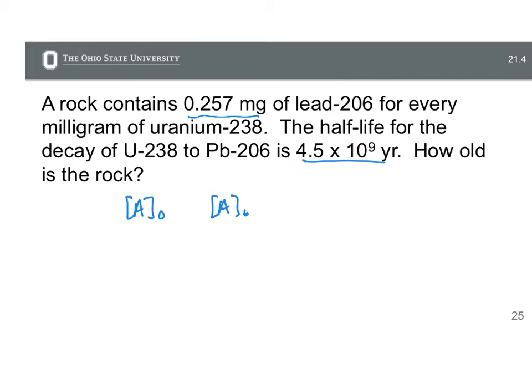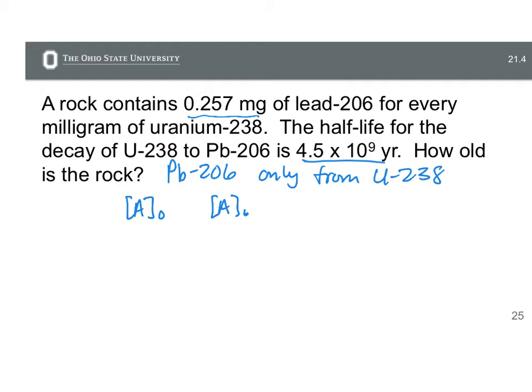Okay, we're going to do a couple of things. First, and this is something you're going to have to do for other problems like this, assume that the only source of lead-206 is from uranium-238. That, in reality, may not be the case. There are mathematical ways to work around that that have been published in the literature, but that's not something we're going to worry about.